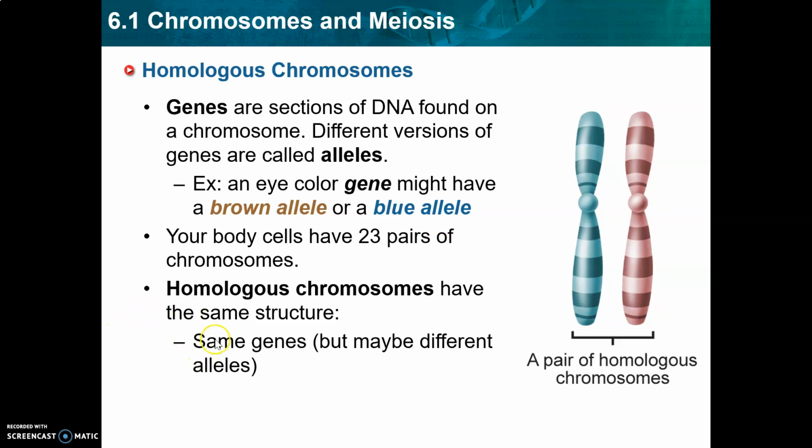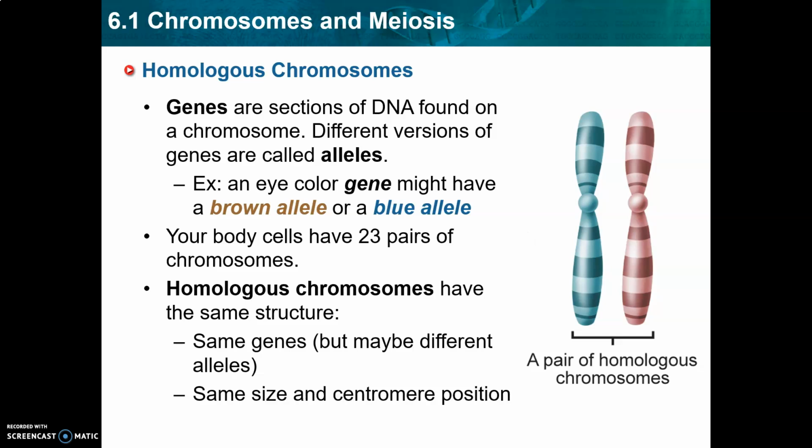So that is our first characteristic of a homologous chromosome. They have to have the same genes. So here's our eye color gene. Maybe this is a hair color gene. Maybe this is a skin color gene. Maybe this is a gene for being able to digest lactose. Whatever it is, that same gene would be found on both chromosomes of a homologous pair.